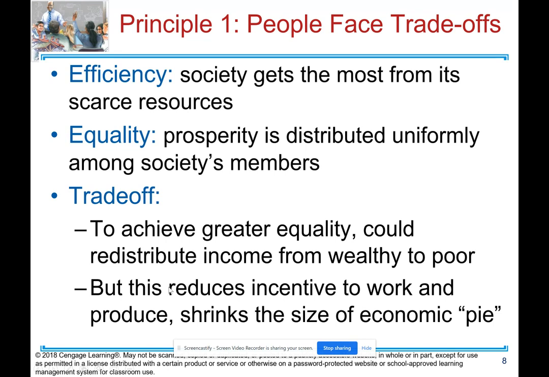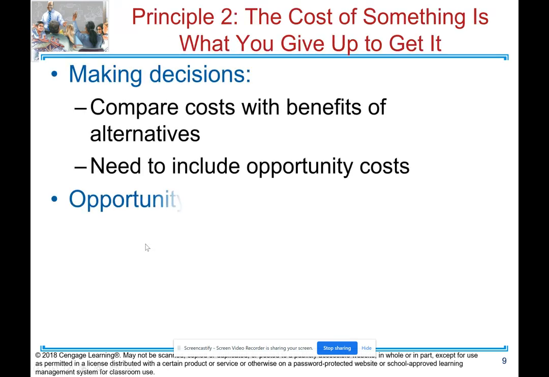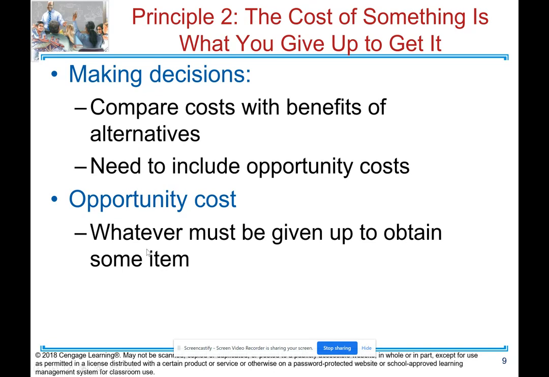Therefore, there's a trade-off. If we go for more efficiency, we're going to reduce equality. If we emphasize equality as a goal, efficiency will suffer. Trade-off. Let's look at principle number two. The cost of something is what you give up to get it.